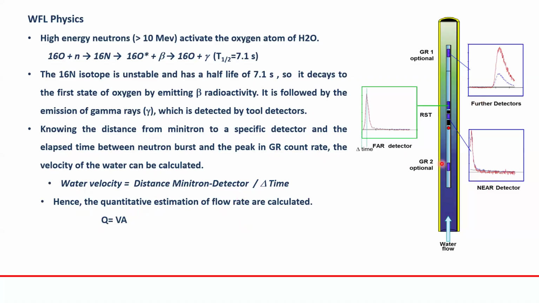So now you have the neutron source. It gives you a burst, and then you have the far detector and the near detector, and you can have gamma ray detection. It just excites or pumps the oxygen and gives gamma ray. This gamma ray will be picked up by the receivers, by the detectors, and he calculates. You know the distance, you know the time, and it can give you the velocity.